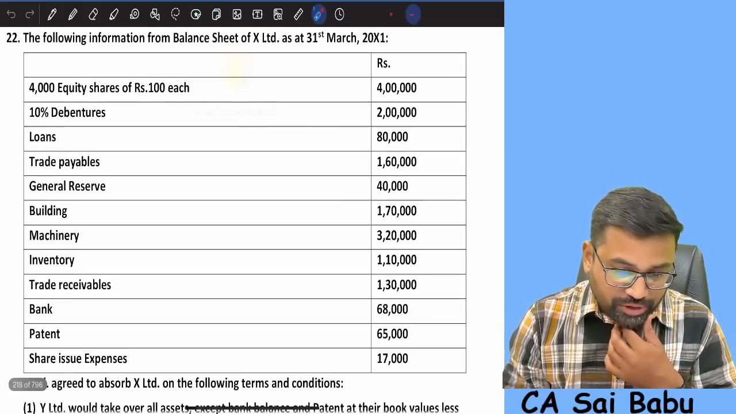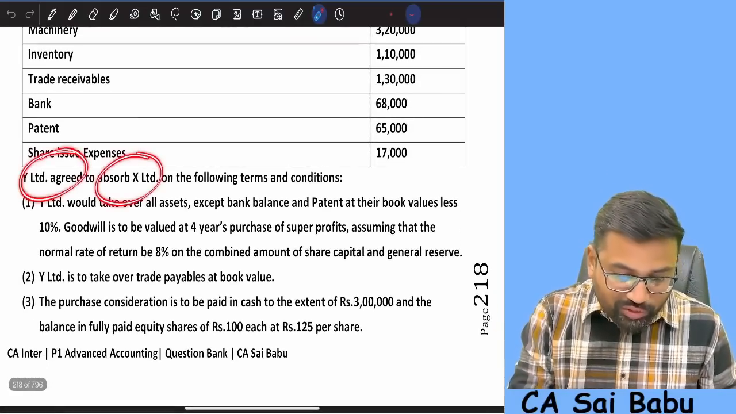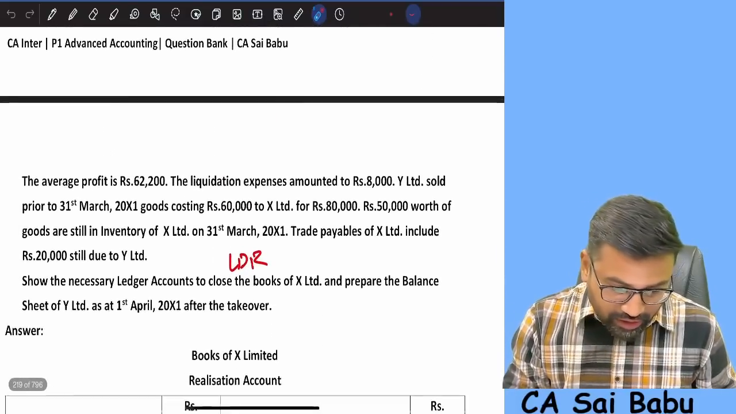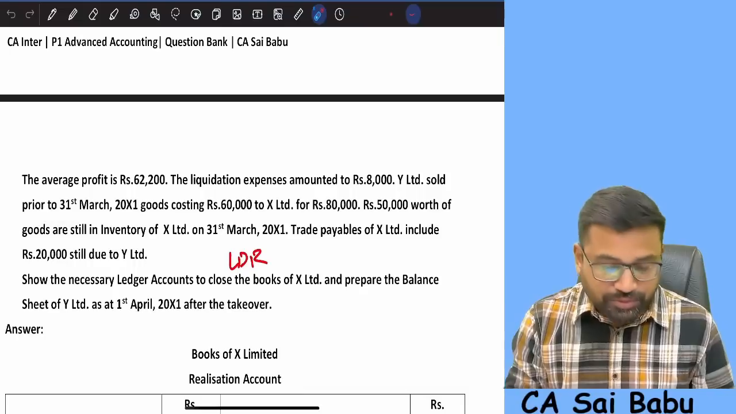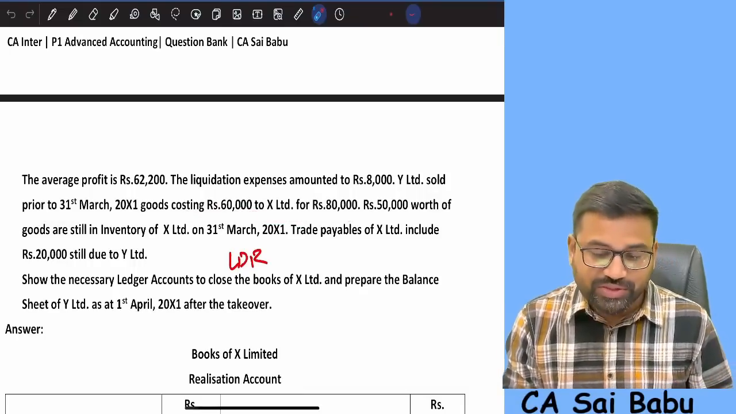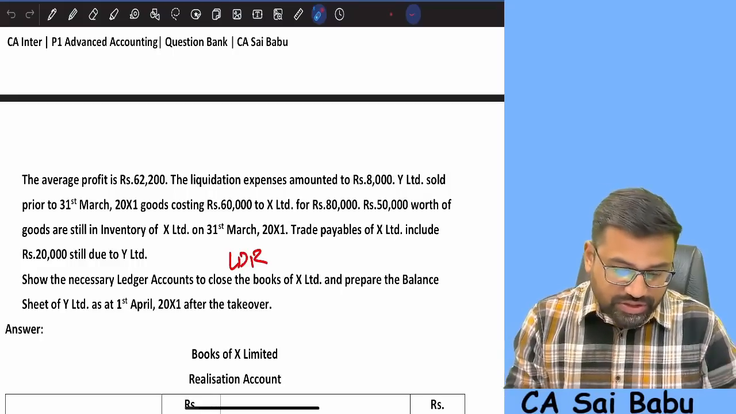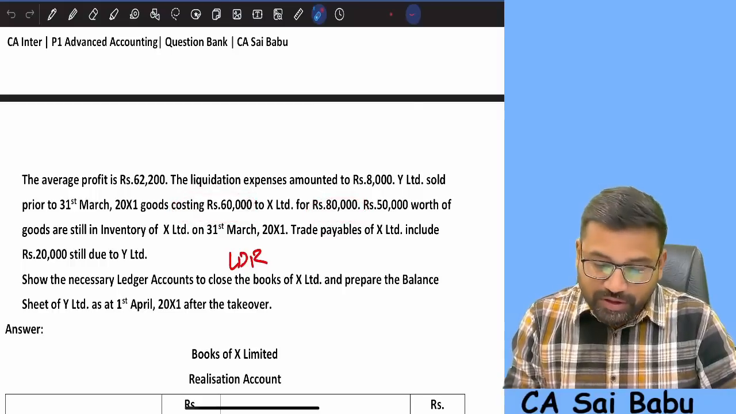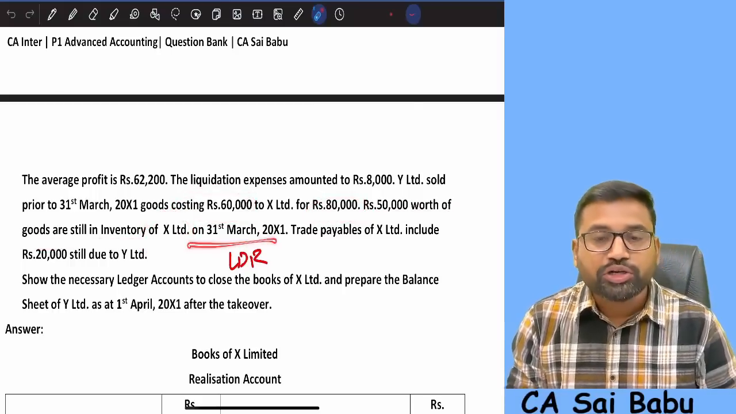Now see question number 22, sir. In this question, sir, Y Limited is taking over X Limited, sir. Now, here one point given, sir. Y Limited sold prior to 31st March 2011 goods costing 60,000 to X Limited for 80,000. That means transferee company before amalgamation sold 60,000 cost of goods at 80,000, sir. 50,000 worth of goods still in the inventory of X Limited on 31st March 2011.